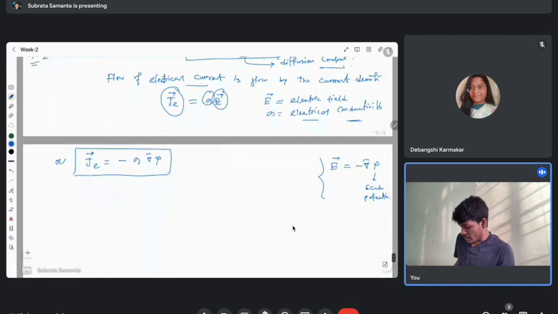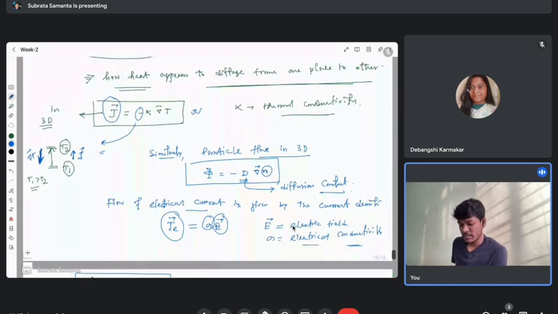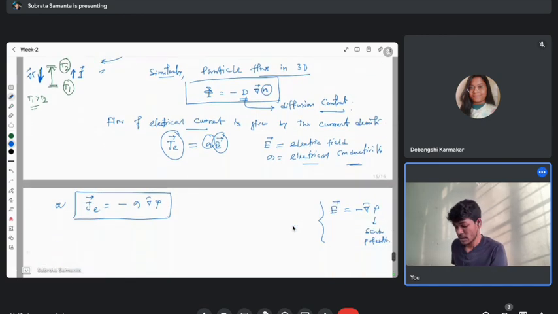So we go one by one. Okay, so let's first go to the first case, when the temperature. So we first address this question, how heat diffuses from one place to another. That means how the temperature evolves.